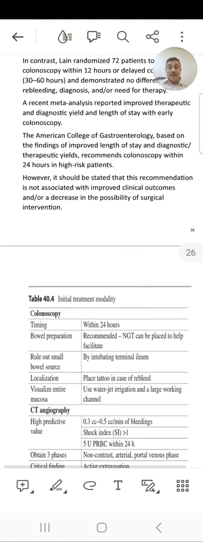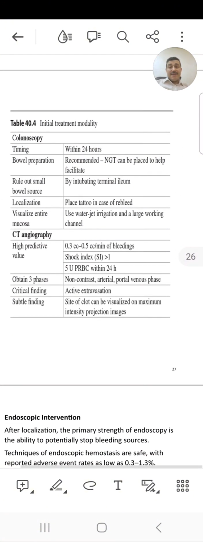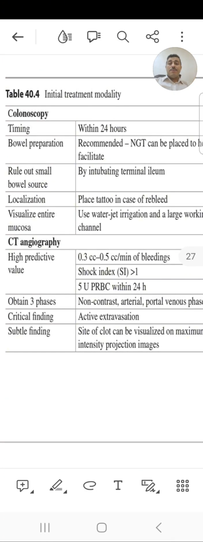Here is the summary of what we already said. This is the table that summarizes it. The timing of colonoscopy: what is the best time to do colonoscopy? It is within 24 hours, better within the first 8 hours. Bowel preparation, yes, it's recommended. How can I rule out a small bowel source? By intubating the terminal ileum. If I cannot manage, I can just localize the bleeding area by tattooing. And how can I visualize the mucosa? If it is full of blood, we use water jet irrigation.